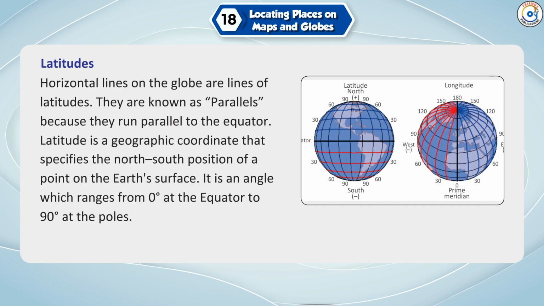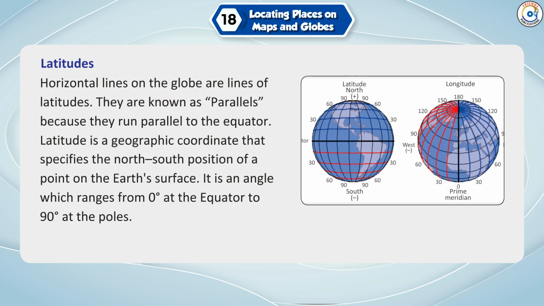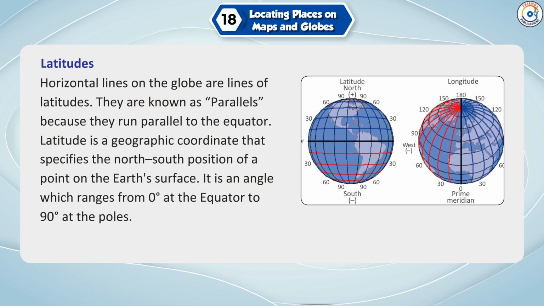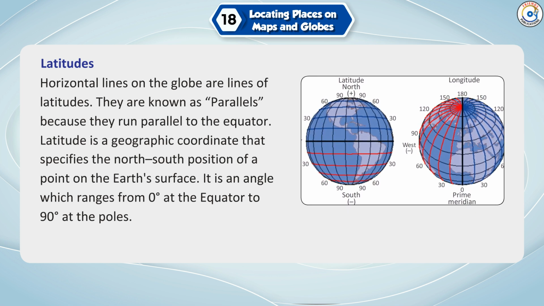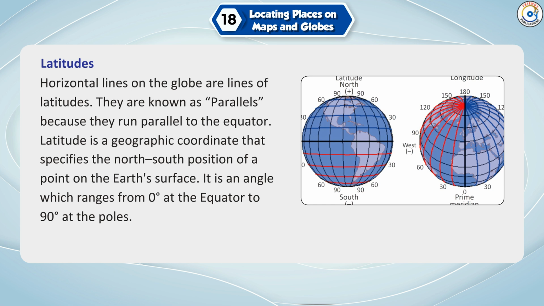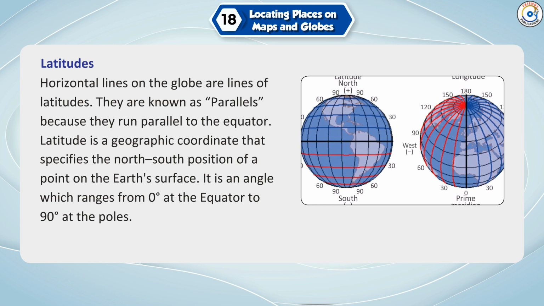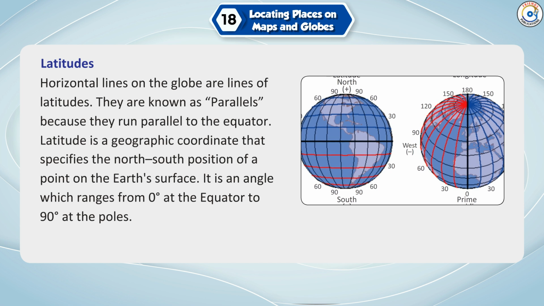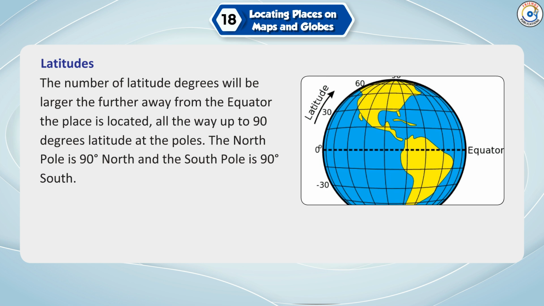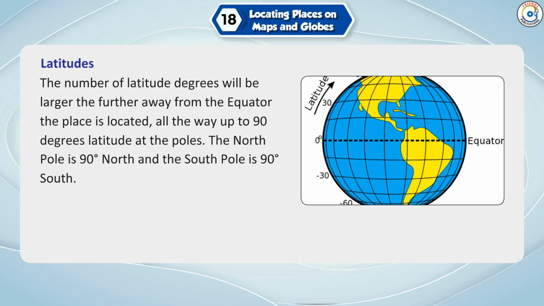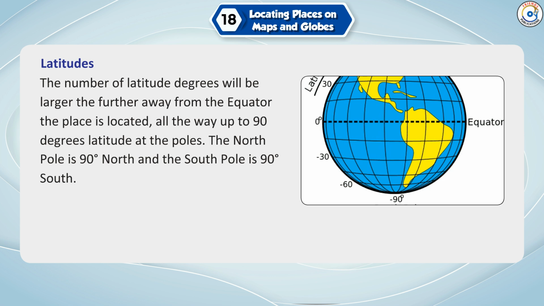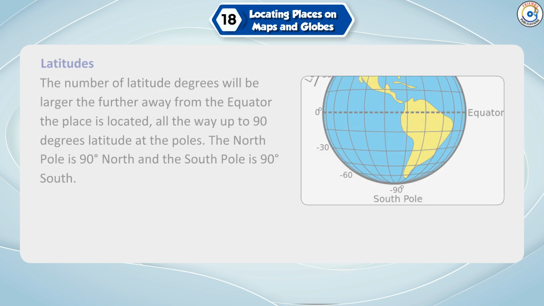Latitudes. Horizontal lines on the globe are lines of latitudes. They are known as parallels because they run parallel to the equator. Latitude is a geographic coordinate that specifies the north-south position of a point on the Earth's surface. It is an angle which ranges from 0 degrees at the equator to 90 degrees at the poles. The number of latitude degrees will be larger the further away from the equator the place is located, all the way up to 90 degrees latitude at the poles. The North Pole is 90 degrees north and the South Pole is 90 degrees south.